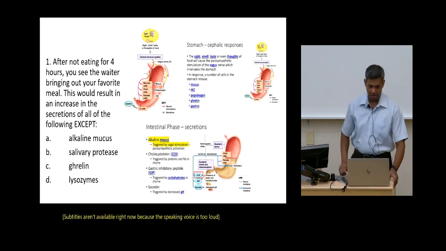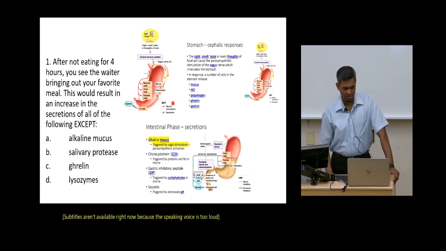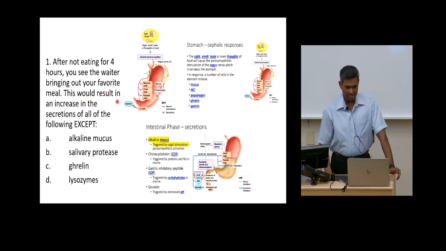After not eating for 4 hours, you see the waiter bring out your favorite meal. This would result in an increase of all of the secretions except which one?